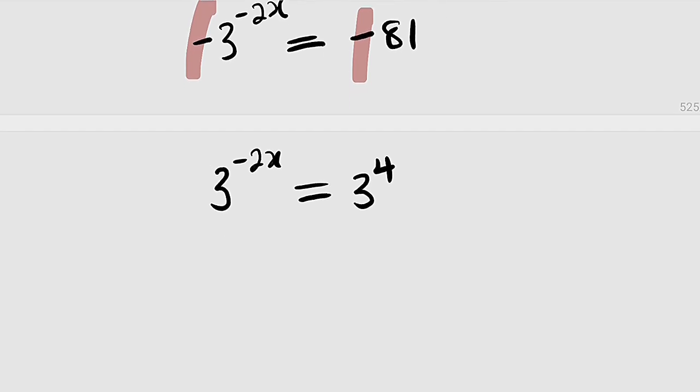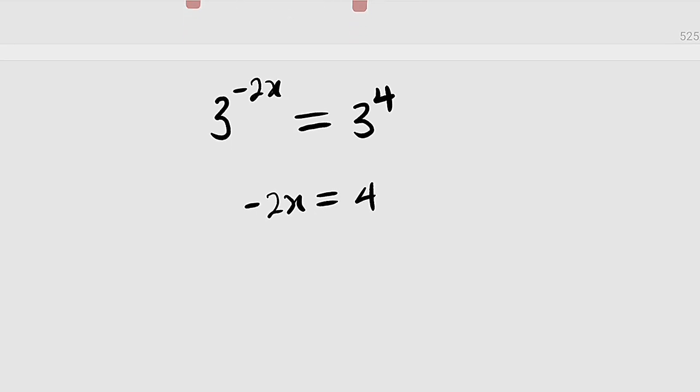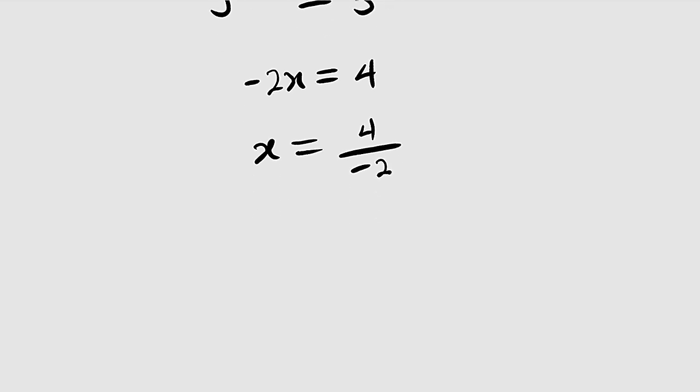Since the bases are the same, we are going to equate the exponents. Negative 2x is equal to 4. And since we are looking for x, we divide both sides by negative 2. Finally, x equals 4 divided by negative 2, and 4 divided by negative 2 is equal to negative 2. And hence, x equals negative 2.